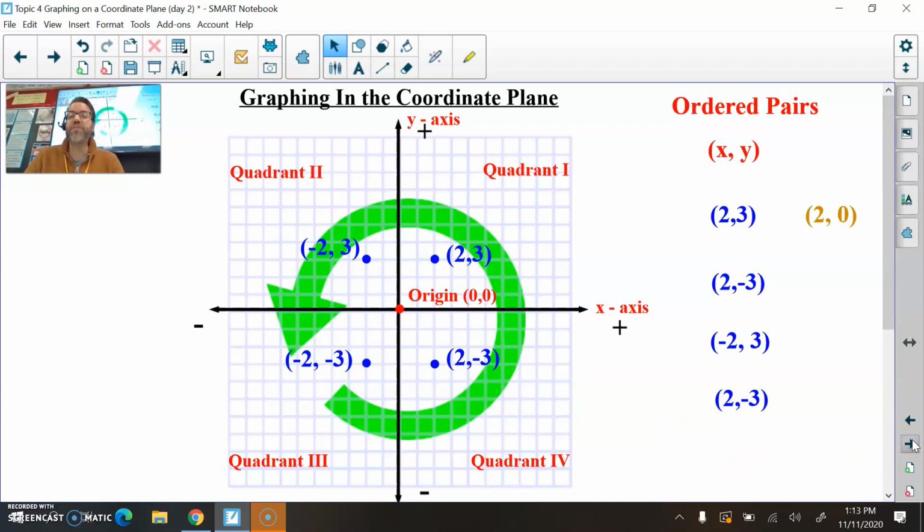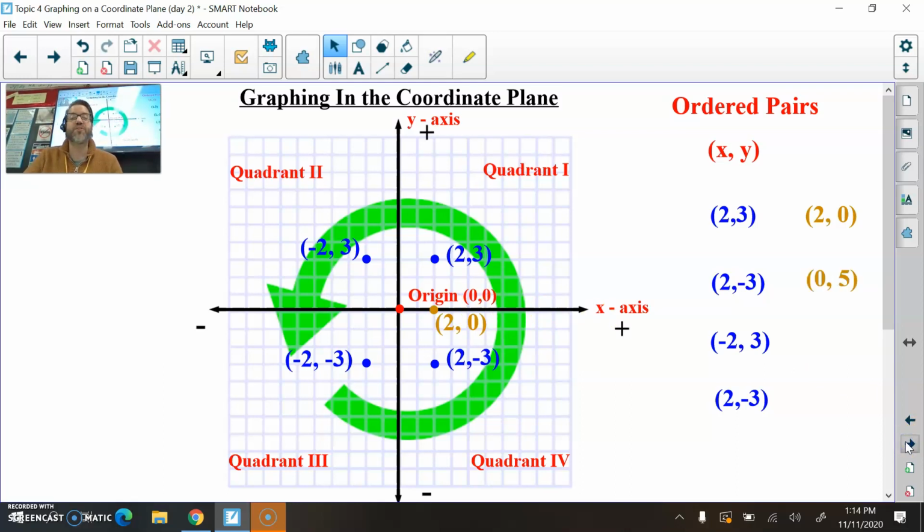Now, what will happen though if one of your coordinates is a 0? For example, if I have 2, 0, if I start at the origin, the x-coordinate tells me to go 2 in the positive direction. 1, 2, 2 to the right. But then my y-coordinate is a 0, so I don't go up, I don't go down. I'm going to be right here on the x-axis, 2 to the right of the origin. Right there is 2, 0.